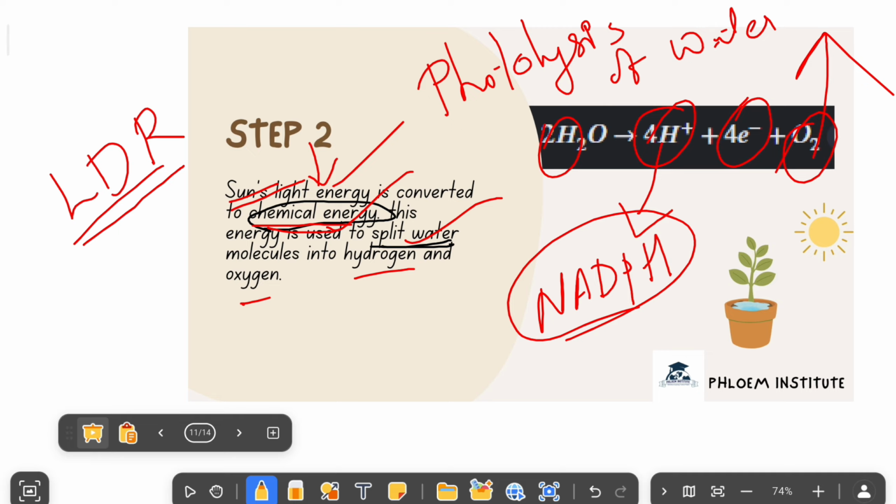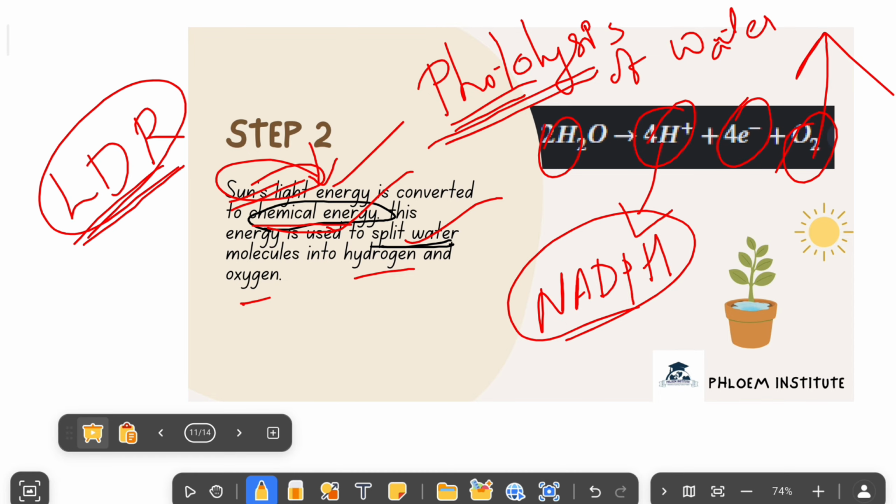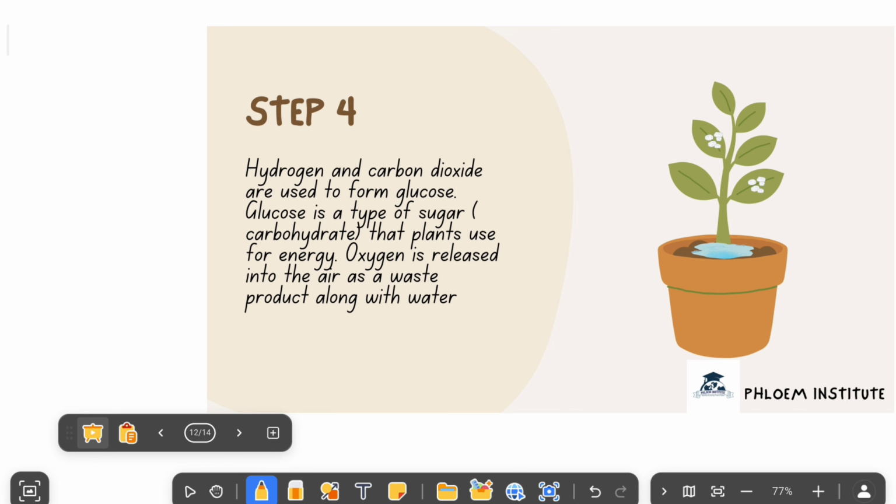Now you have already heard about the electrolysis of water. By using electricity, we are splitting the water molecule. Photolysis of water means by using photons or light energy, we are splitting the water molecule. So for this process, remember this photolysis of water, we need the sunlight. So we will call this a light-dependent reaction. Next we'll see what is the final step.